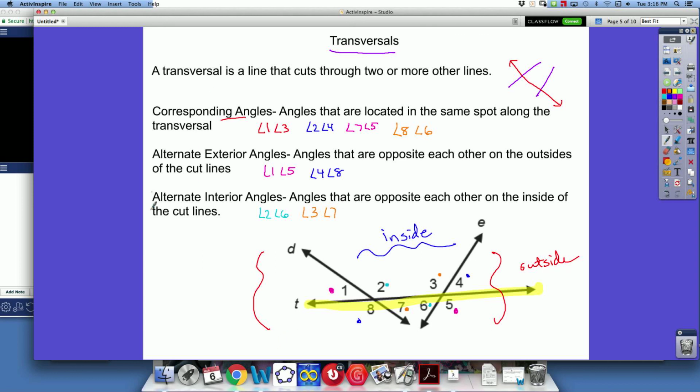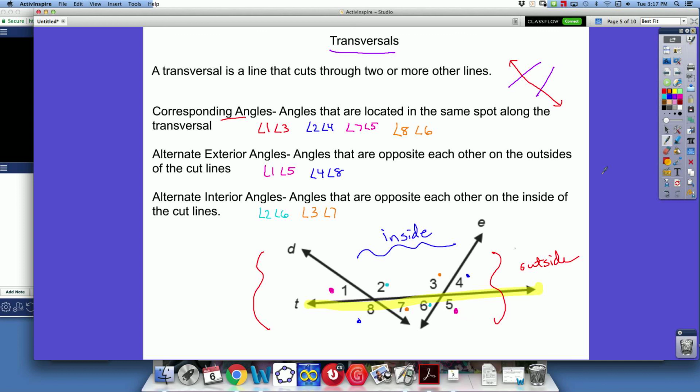So this set of vocab words is super important for this lesson and the next one. If you're having trouble identifying the alternate exterior and alternate interior now, let me know so we can give you some extra practice, because to be successful on this lesson and the next lesson, you need to know those.